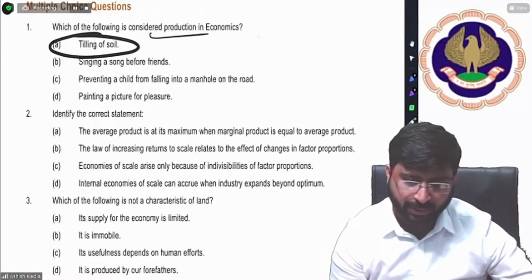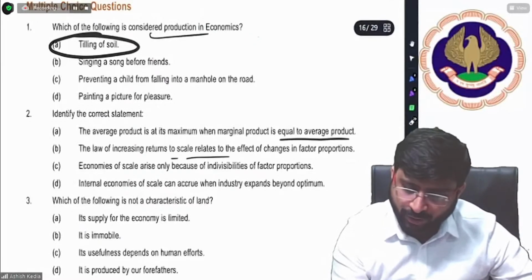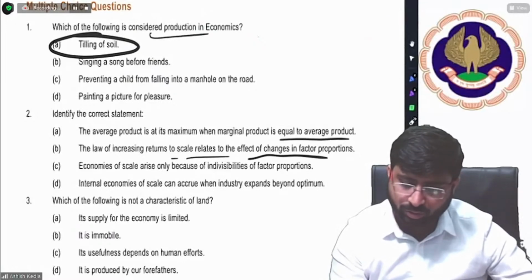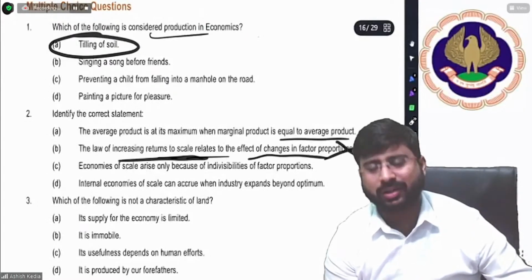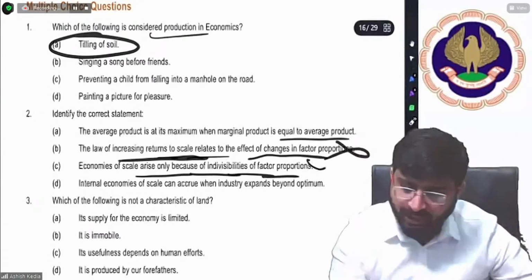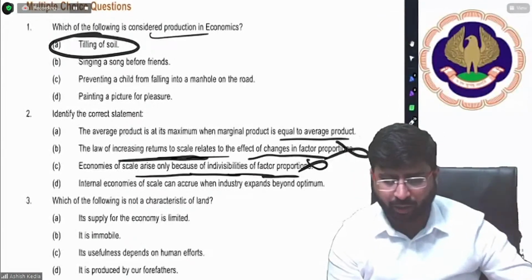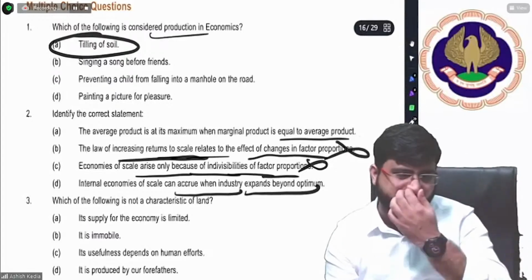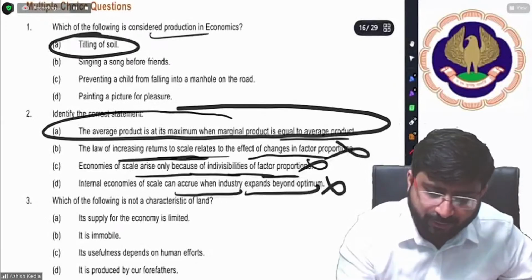Again, question number 2. Identify the correct statement. Average product is at its maximum when MP equals AP. Law of returns to scale relates to effect of change in factor proportions. No, because increasing returns to scale is related to the long run, not factor proportion. Economies of scale arises only because of change in factor proportion. Sir, what is economies of scale? Don't worry, I will explain now. Internal economies of scale can accrue when industry expands beyond optimum. No. So the answer is average product is maximum.